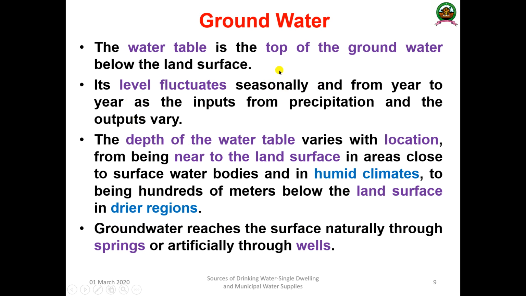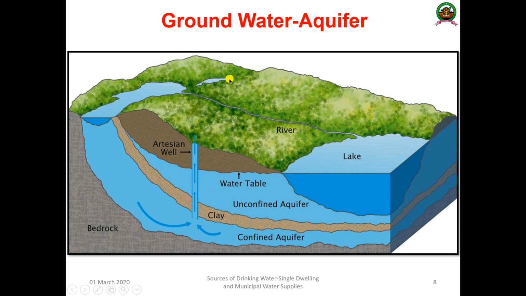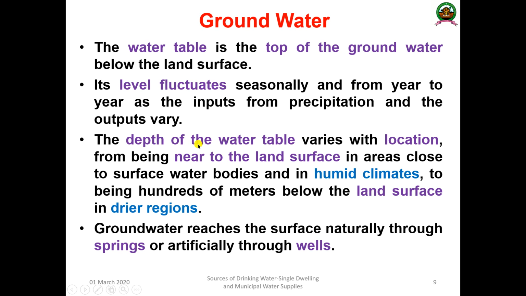The water table is the top of the groundwater, below the land surface. The top of the groundwater below the land surface is known as the water table. Its level fluctuates seasonally and from year to year as the input from precipitation varies.